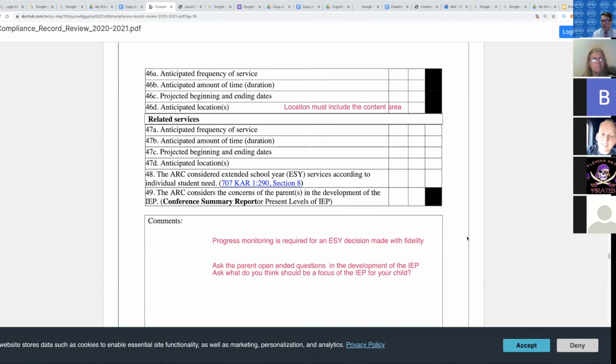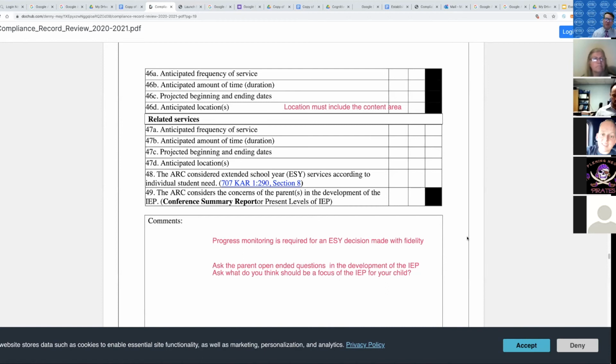This is something I would caution you about with ESY. You can't just blanketly say, okay, everybody in FMD gets ESY. You can't do that. It's illegal, okay? It has to be individualized. It has to be based on recoupment and regression and the fact that you've got data to support those decisions.